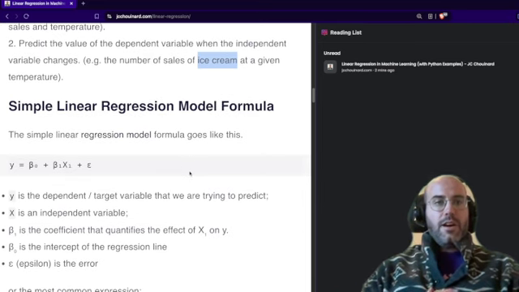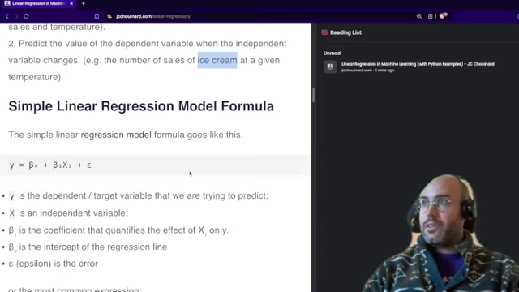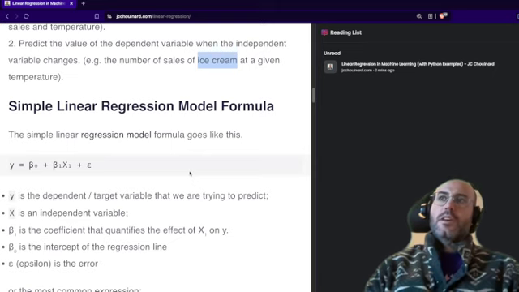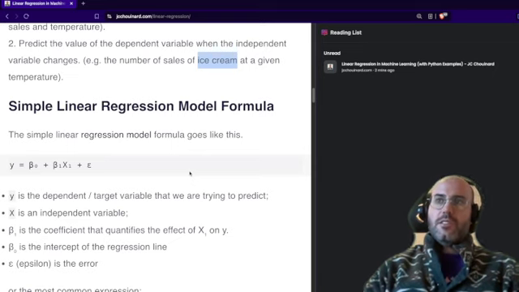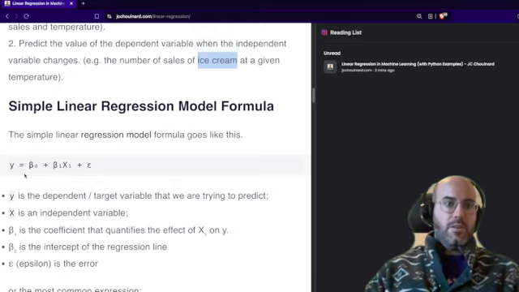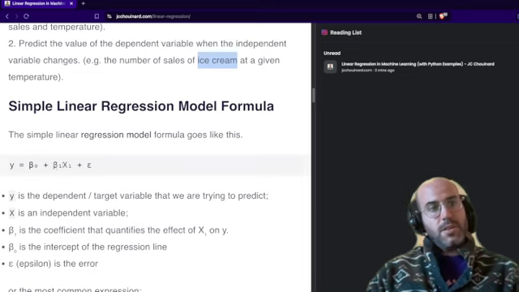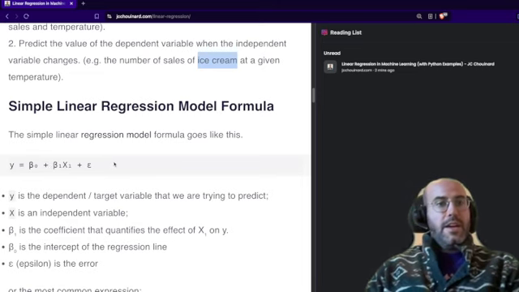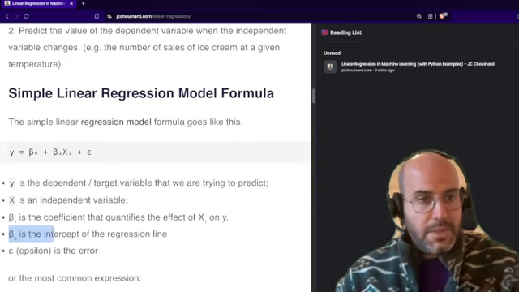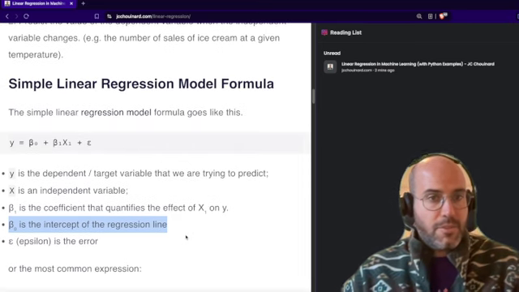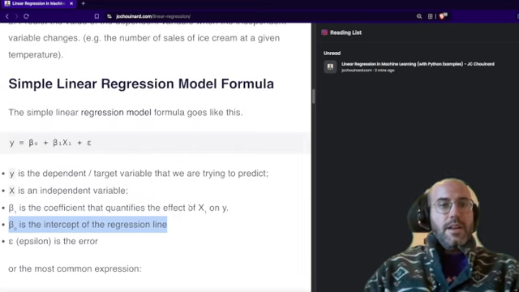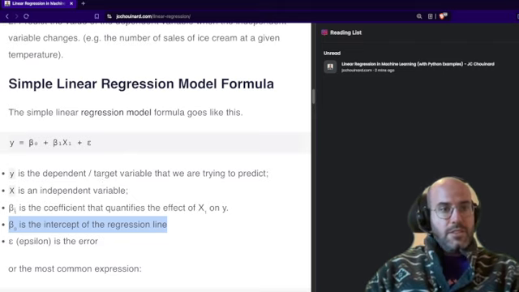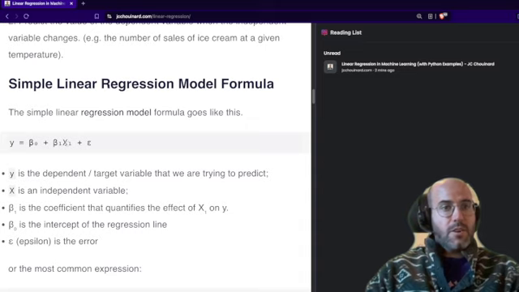So now we are at that point where we look at the formula. A little bit of maths here to understand what's going on. The formula for the simple linear regression is y equals beta 0 plus beta 1 x1 plus epsilon. Beta 0 is the intercept of the regression line, and then you have the coefficient that quantifies the level of impact of x on y, and you have epsilon, which represents the error margin, and you have y, what you're trying to predict.